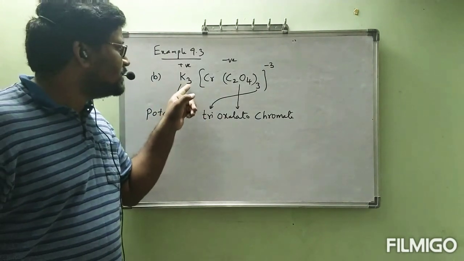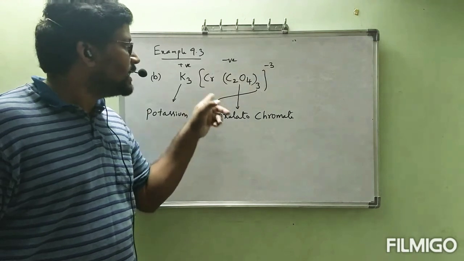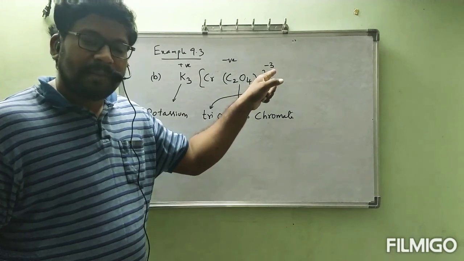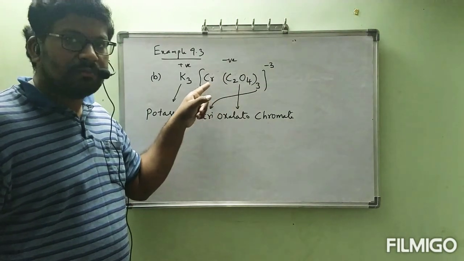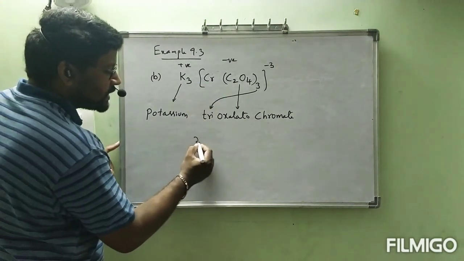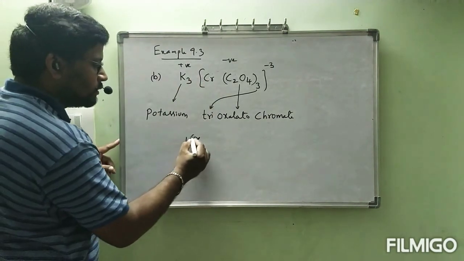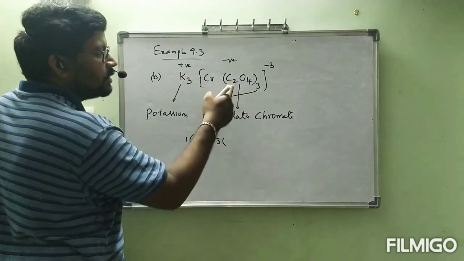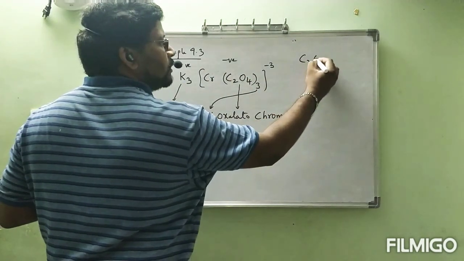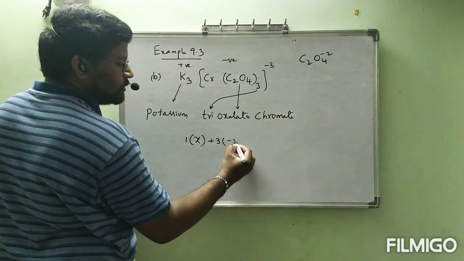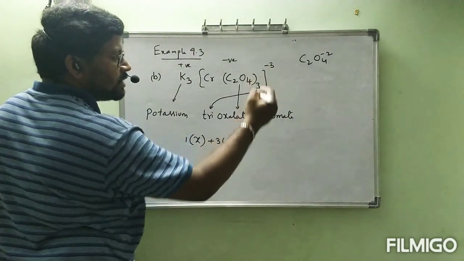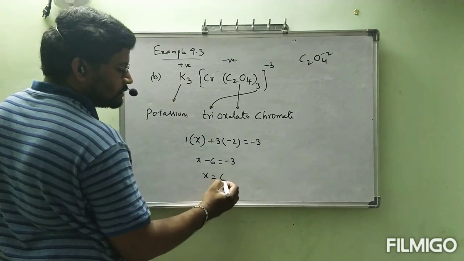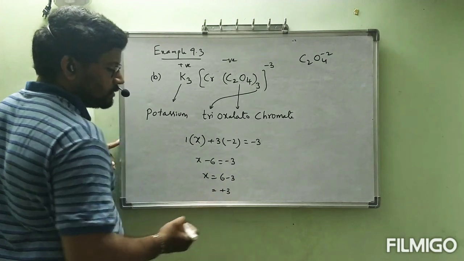Or simply write this 3 here with a minus charge, because this is a negative complex. Minus 3. So the charge on the square bracket is minus 3. We don't know the oxidation number of chromium. Let the oxidation number of chromium be X. One into X, plus 3 into C2O4 with minus 2, a negative ligand with charge minus 2. 3 into minus 2 is equal to the charge on the complex, minus 3. X minus 6 is equal to minus 3. X is equal to 6 minus 3, which is plus 3.